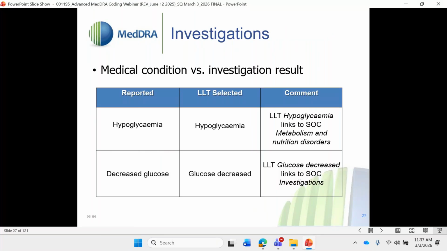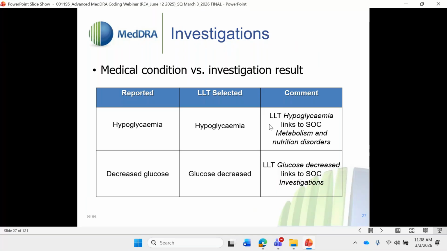Now, always remember also, I've seen this in coding when we've done other coding classes, sometimes people confuse medical conditions with the similar corresponding investigation result. They don't make a distinction between a condition versus an investigation result. Now, hypoglycemia is a condition. Of course, you have an investigation associated with it, a decreased glucose, but hypoglycemia reported as such is a condition, and you can verify that.